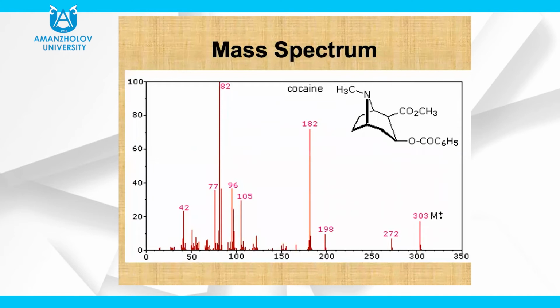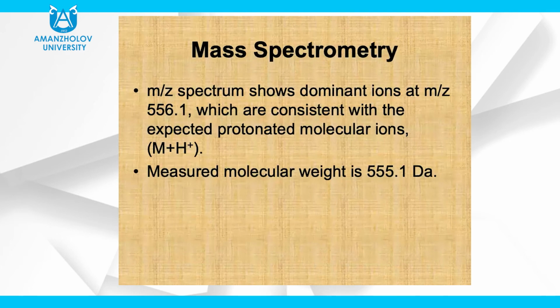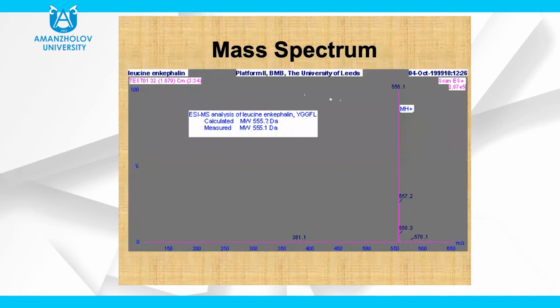And here is an example of a mass spectrum. The spectrum shows the dominant ions at mass to charge values which are consistent with the expected protonated molecular ions, and the measured molecular weight is 555.1 Dalton from this chart.